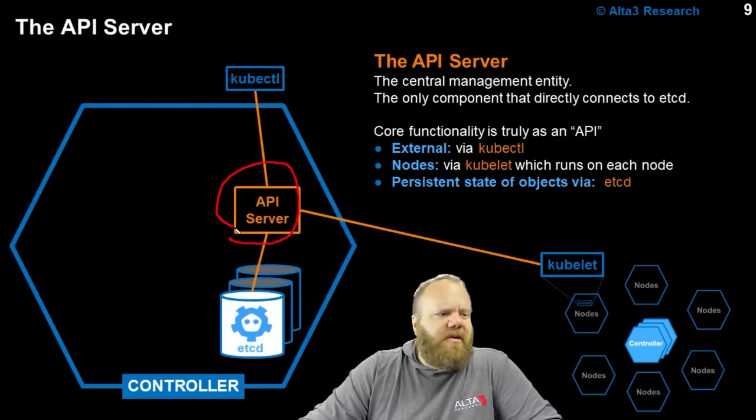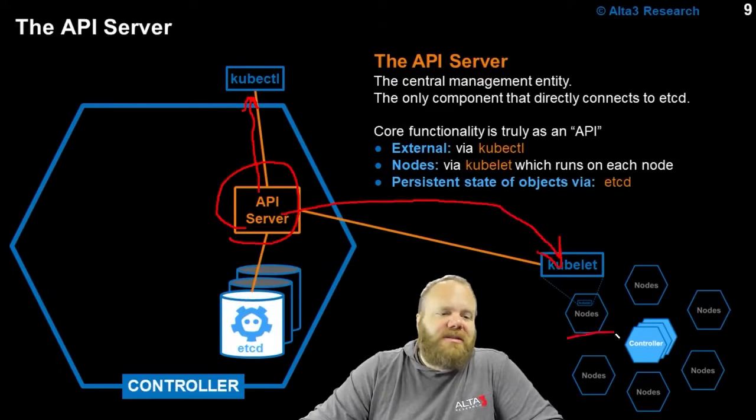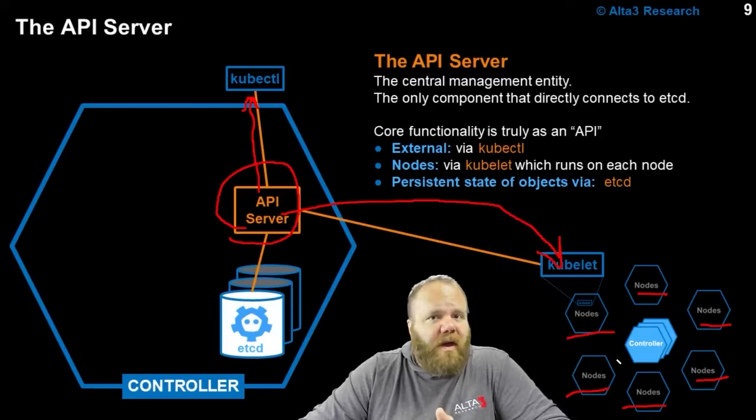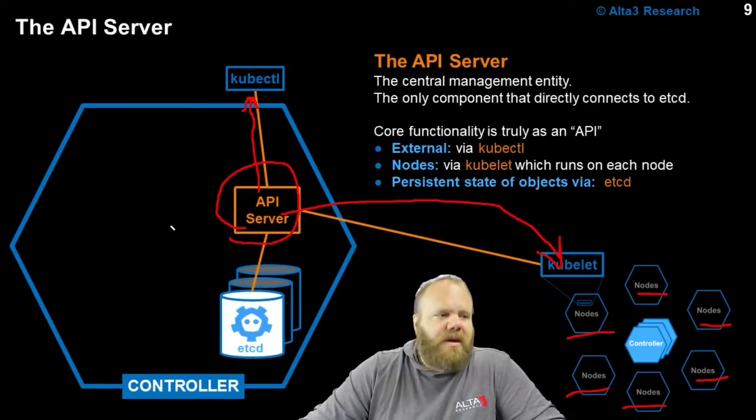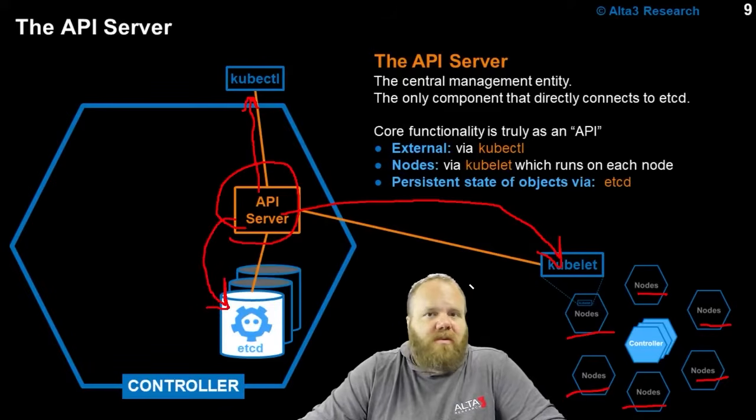So the API server is what will be returning information to you here at KubeControl. It is what also reaches out and communicates to every single node that are part of our cluster. Remember, you can have multiple nodes, multiple virtual machines, all part of the same cluster. The API server is also the only thing that talks to etcd, which is what we'll talk about next.